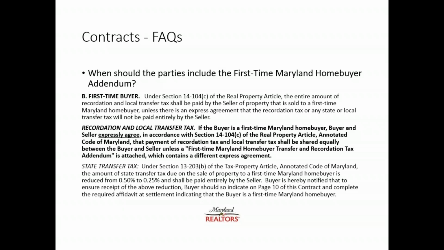And I think hopefully the way I've explained it, where the first sentence under paragraph B is the statement of the law saying the seller pays unless there's an express agreement, the second sentence that begins with the recordation local transfer tax section, that is the express agreement that the parties are actually going to split. You don't need the first-time Maryland home buyer addendum unless the parties are not going to split recordation local transfer tax. All right, so we'll go on.